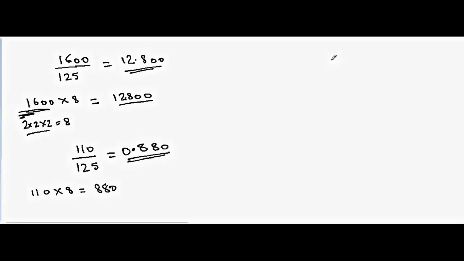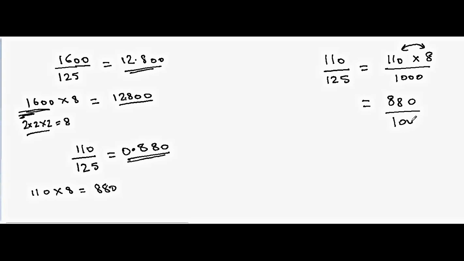So again, how I come up with this trick is, I have 110 and I have 125, so that will be equal to 110 into 8 divided by 1000. In this case I'm just multiplying the number by 8 and then dividing by 1000. So that's equal to 880 divided by 1000, that's equal to 0.880.